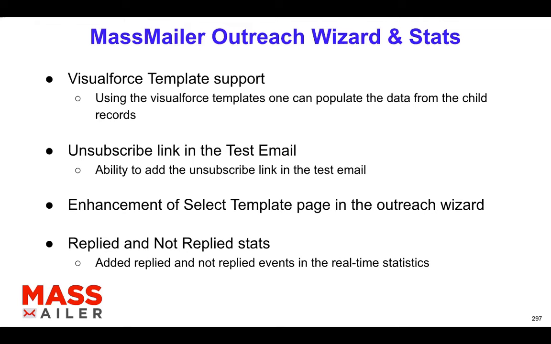The reason we supported this is that previously, there was no way you could bring in the data from related objects when it comes to the child record. For example, if you wanted the data from contacts when you sent out emails from account, you would not be able to get that. Contacts are the child object for account. Now with the Visualforce template logic, you can build that custom logic of your own and put the data in a tabular format if needed. And then you can use that Visualforce template in MassMailer.